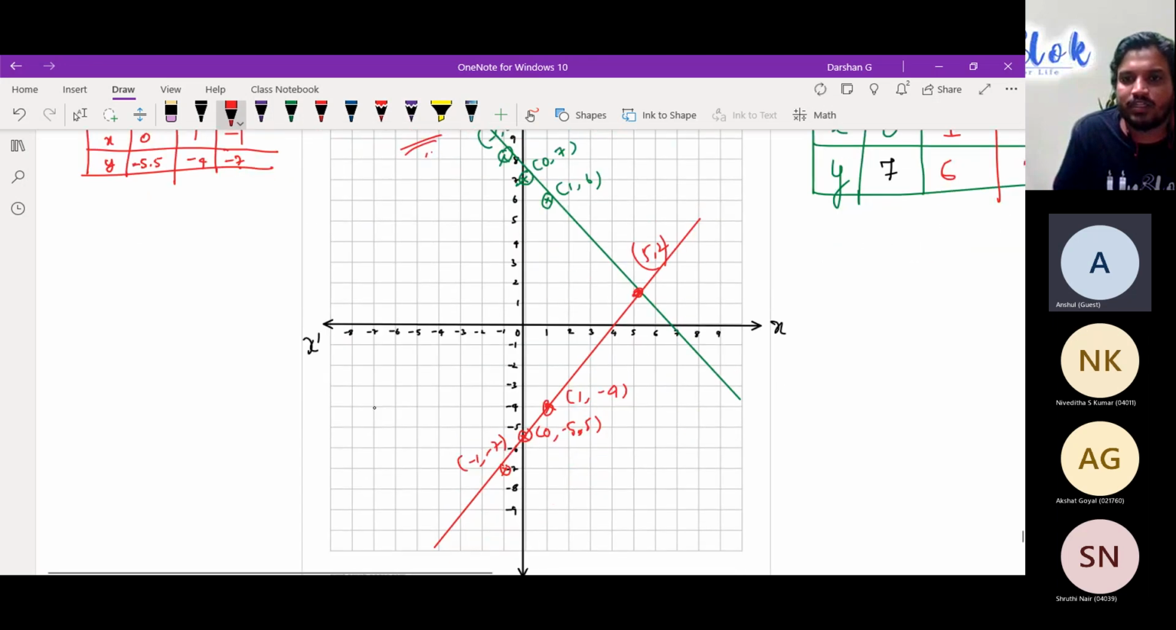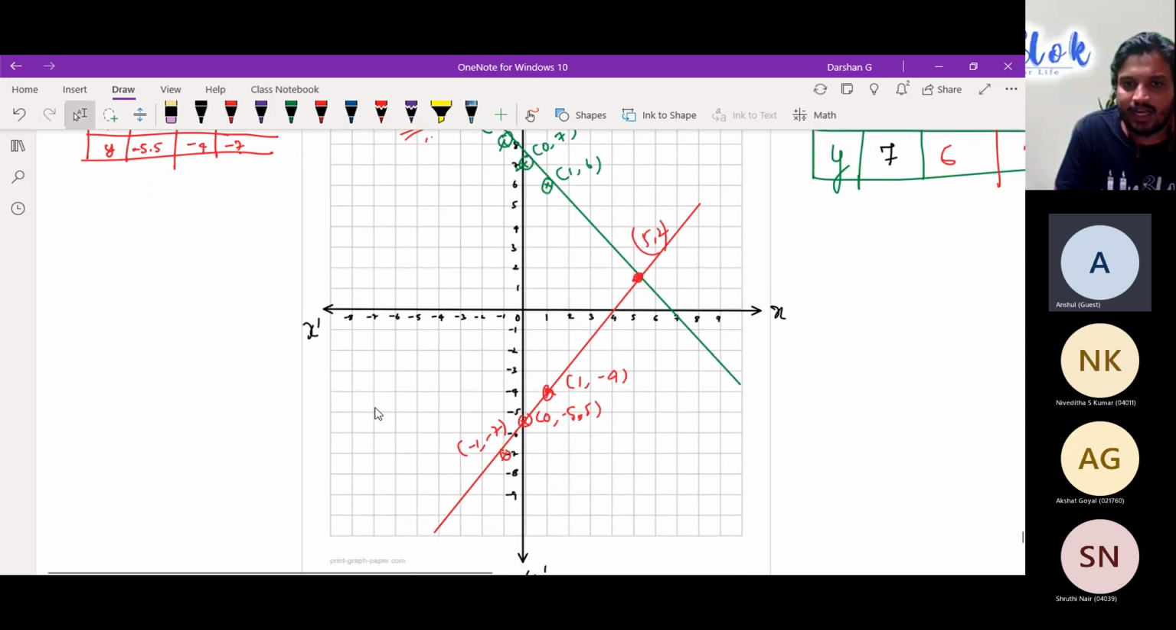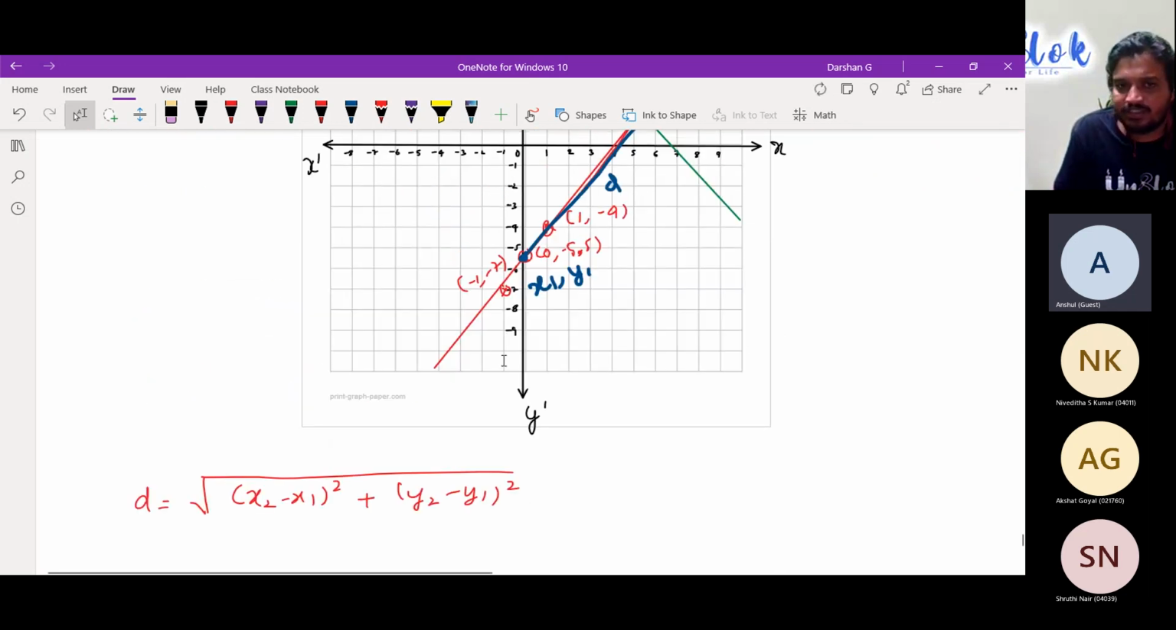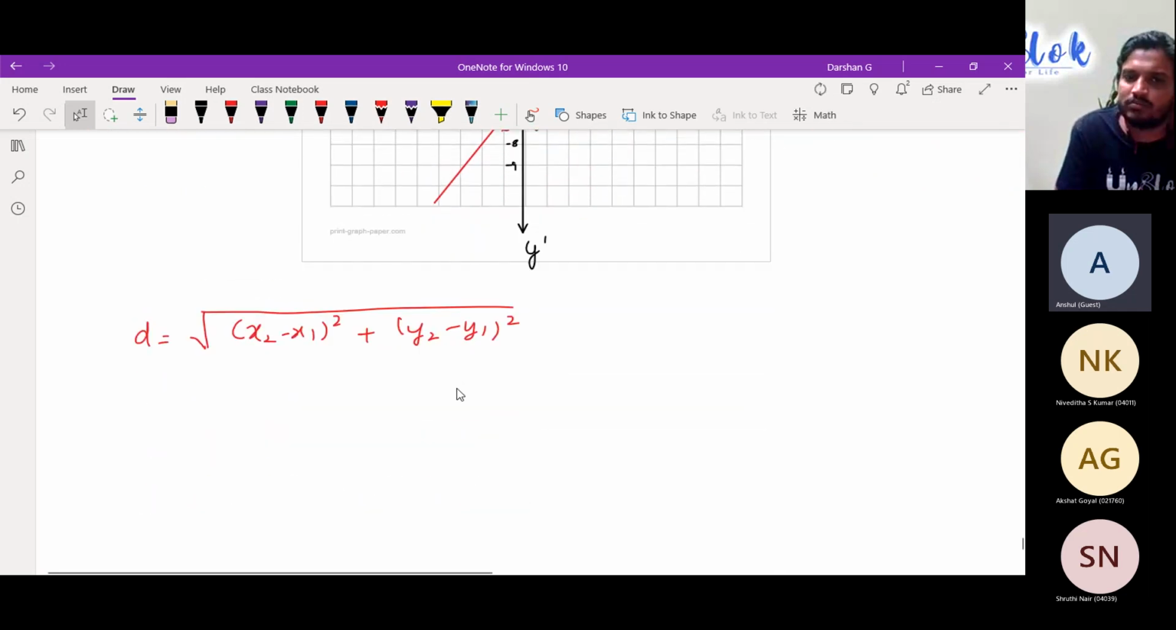For example, we have one point here and one more point somewhere here. We have to find the actual distance between these two points. If it's not visible, I'll draw it slightly bigger. To find the physical distance, which is d, I have to use this formula. I'm calling this point (x1, y1) and this point (x2, y2). Then the distance is the root of (x2 minus x1) the whole square plus (y2 minus y1) the whole square.